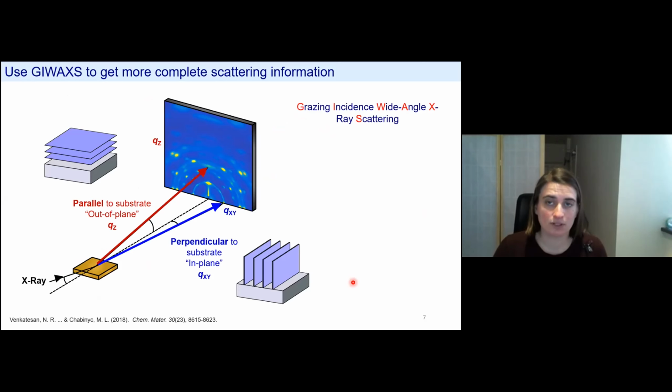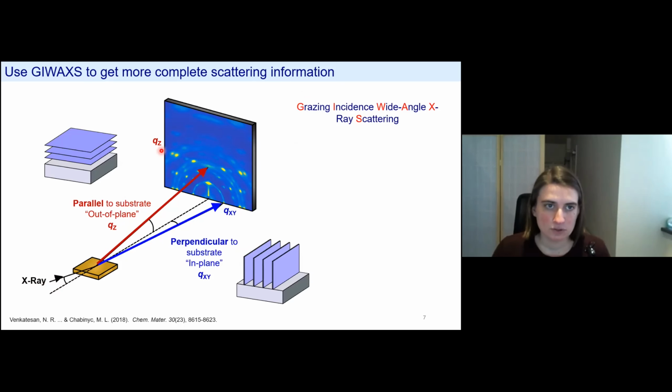So this is the power of GIWAXS, which stands for Grazing Incidence Wide Angle X-ray Scattering. You have an X-ray beam coming in at grazing incidence. This is usually not more than half a degree, but sometimes up to 2 degrees. It scatters off of planes that are parallel to the substrate, as you can see here. This is called out-of-plane scattering, or Qz. And you also get scattering from planes that are perpendicular to the substrate. This is called in-plane scattering, or Qxy.